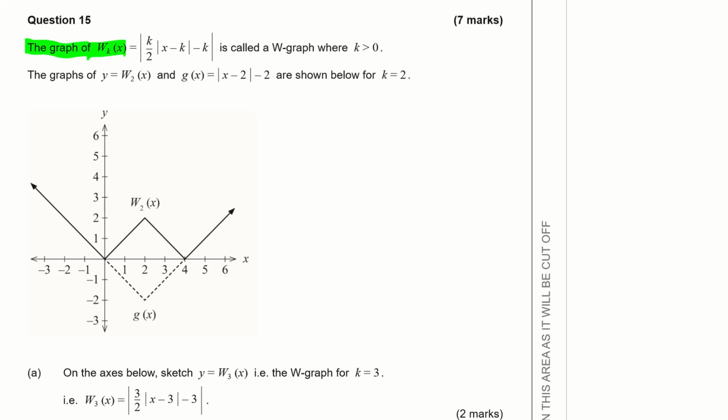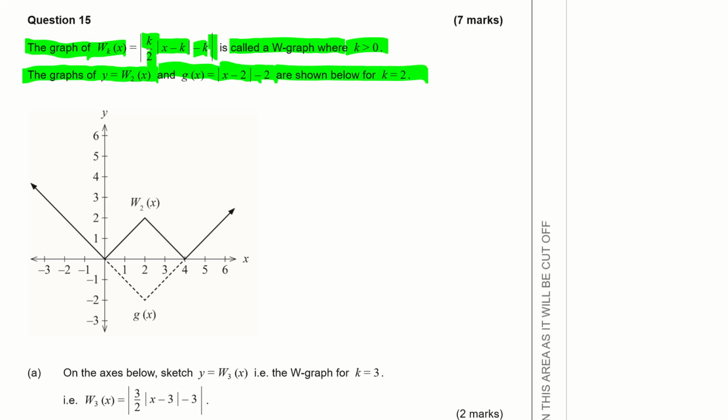The graph of w_k(x), which is the modulus of k over 2 mod x minus k, take away k, is called a W graph, where k is a positive constant. The graphs of y equals w_2(x) and g(x) = |x − 2| − 2 are shown below for k equals 2. The dashed one is the g(x) and the solid one is the y equals w_2(x), and they are the same along those two limbs just there.